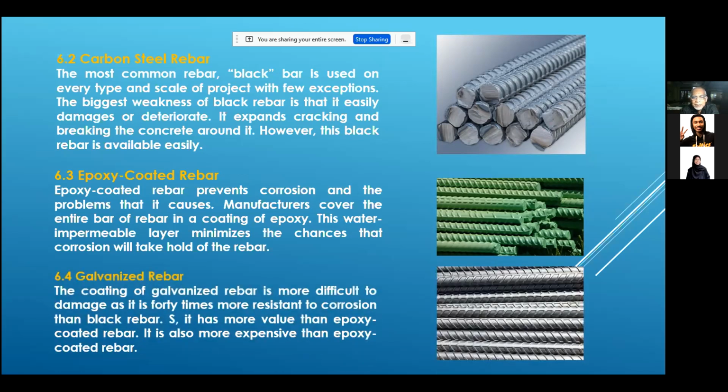Galvanized rebar is better than the normal rebar because of the protection against corrosion. The coating of galvanized rebar is more difficult to damage. Let's say it is 40 times more corrosion resistant than the black rebar. It is good, but of course it comes with a cost. It is more expensive than epoxy coated rebar.